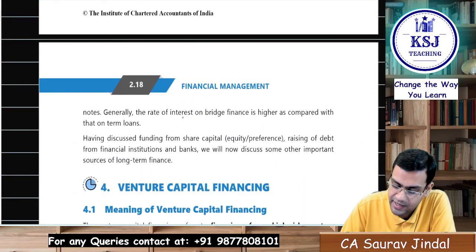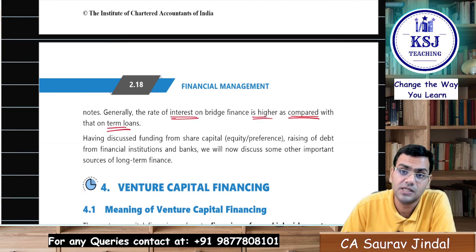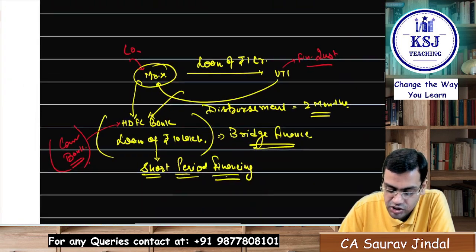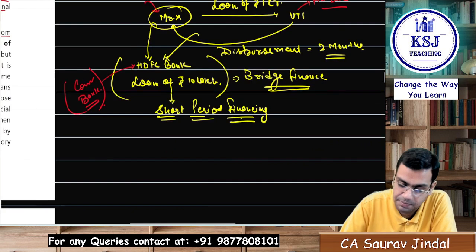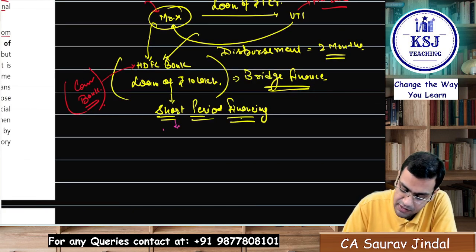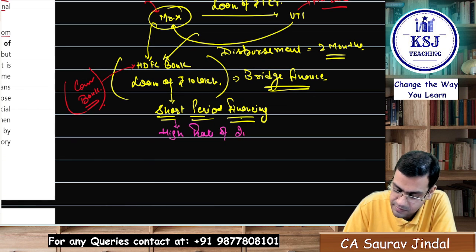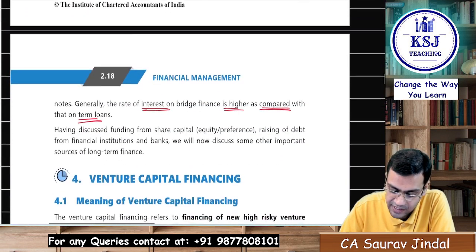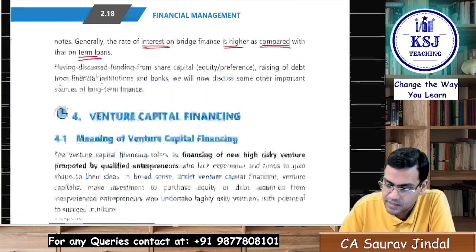And generally the rate of interest on bridge financing is higher as compared to that of the term loan. That is obvious because you are going to get it for a short period of time, right? So HDFC will charge a higher rate of interest. Short period of time, high rate of interest. So these are the few features. Clear, sir? So this is about bridge financing, and that's it.